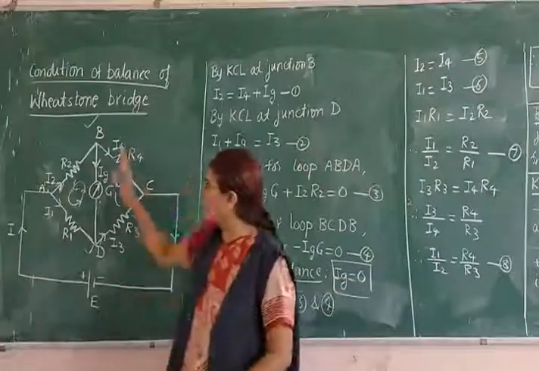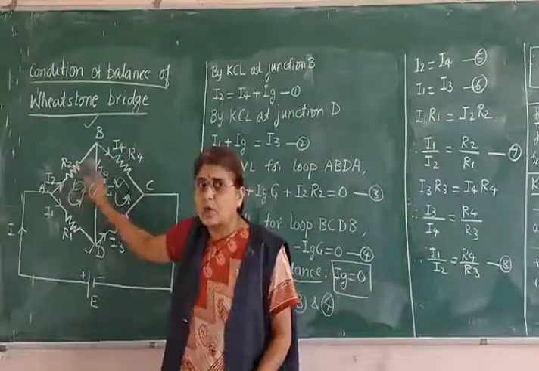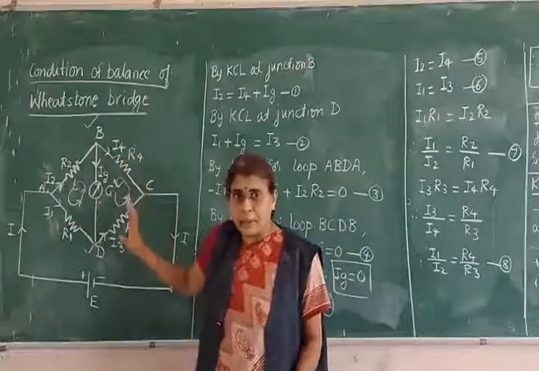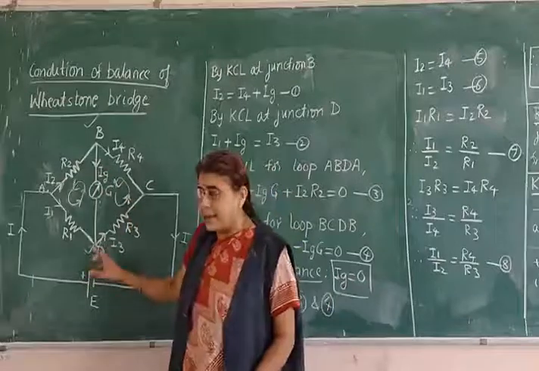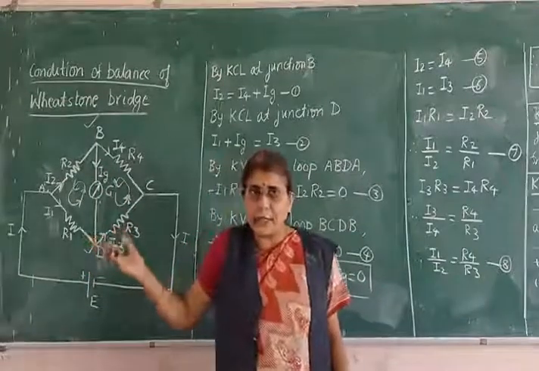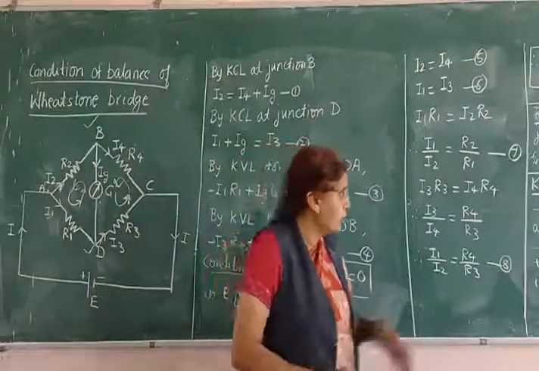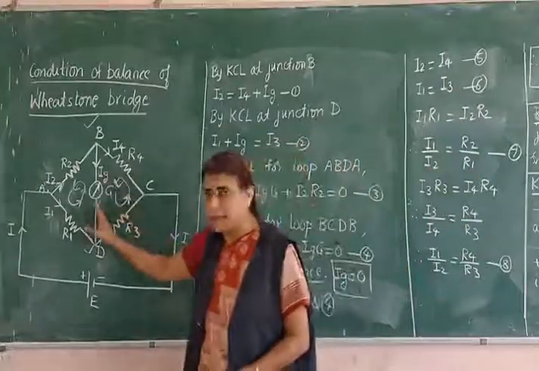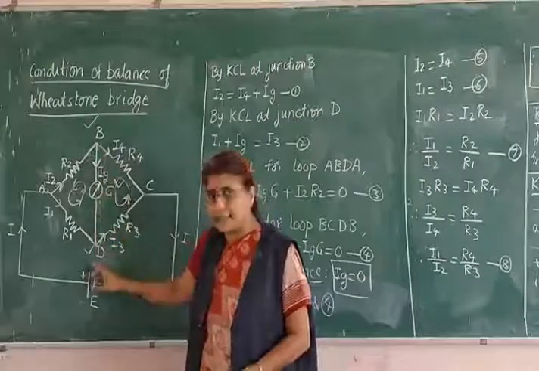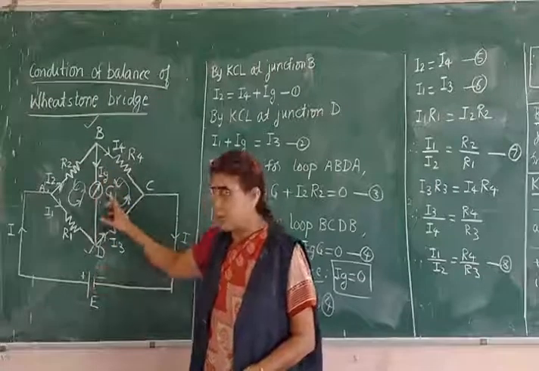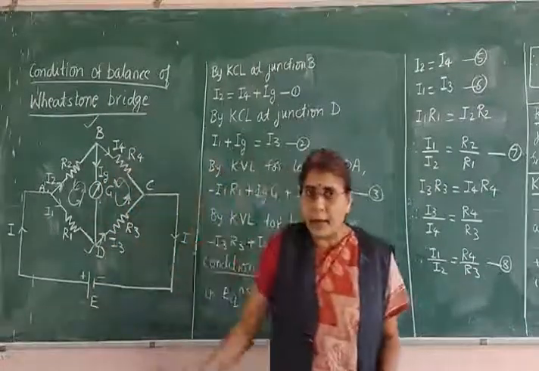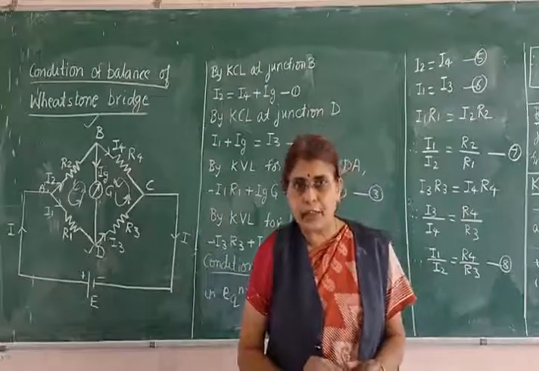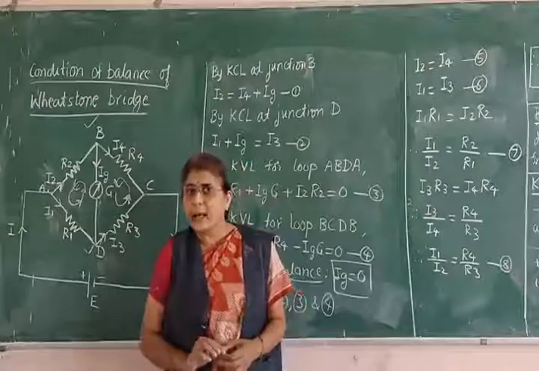No current passes through the galvanometer means the galvanometer will not show any deflection, or else points B and D are at the same potential. If they are at the same potential, current will not flow. Current always flows from higher potential to lower potential. So when Ig is equal to 0, that is the galvanometer shows 0 deflection, then the network is said to be balanced.